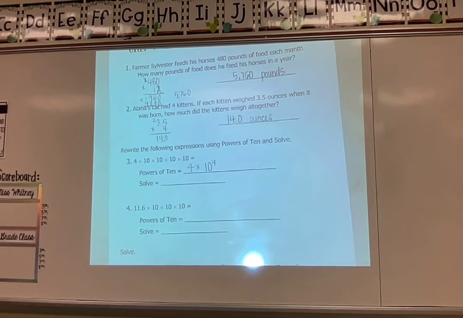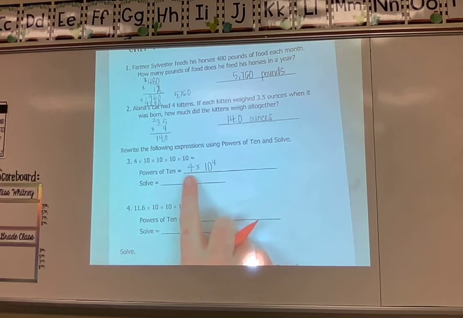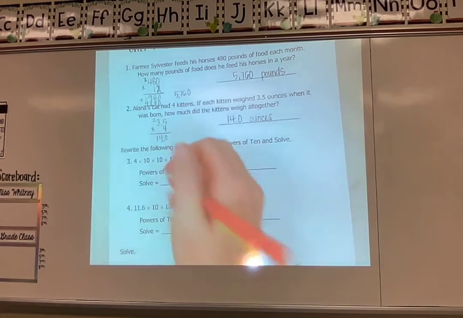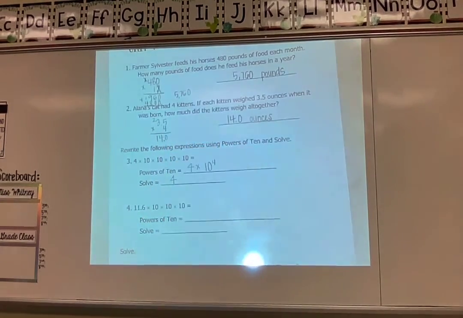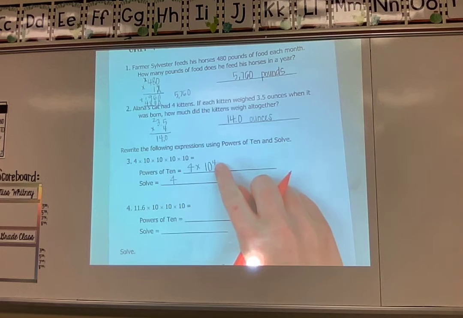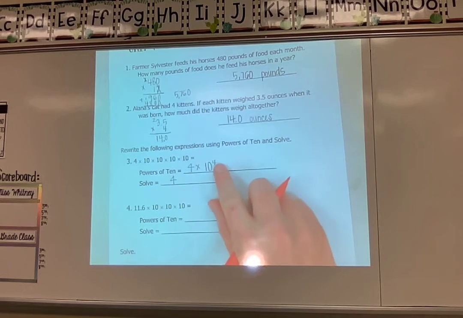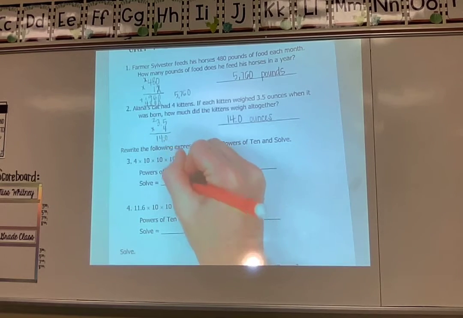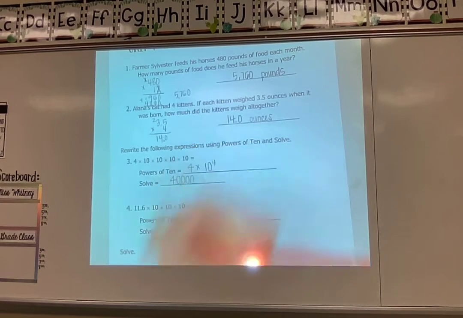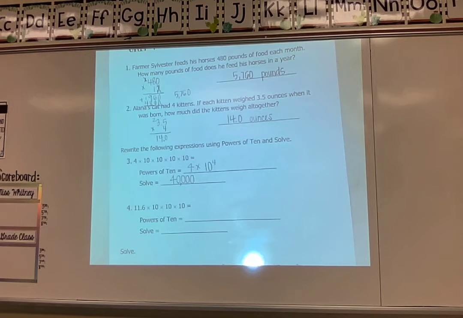Then I'm going to solve. Remember, this number does not have a decimal. It's just a normal number. And when I'm doing a normal number and a power of 10, I just write down my normal number. And then this exponent tells me how many zeros I should add behind it. So I wrote down my 4 because that's what I'm multiplying by. And then I look at my exponent. I need 4 zeros. 1, 2, 3, 4. And I'll put my comma where it needs to go. 40,000. All right, let's scooch on down to number 4.